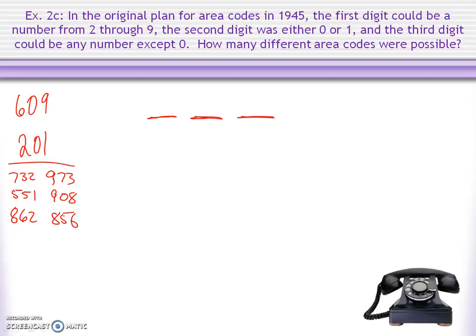But anyway, in the original plan, the first digit could be anywhere from 2 through 9. So how many is that? Count them on your fingers. 2, 3, 4, 5, 6, 7, 8, 9. So 8 digits there. The second digit could be a 0 or a 1. So there are two combinations, 0 or 1. And the third digit can be any number except for 0. So this would be 8 times 2 times 9. So initially, in 1945, there were 144 possible area codes.